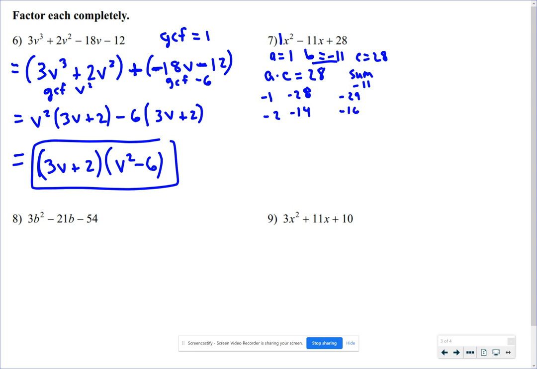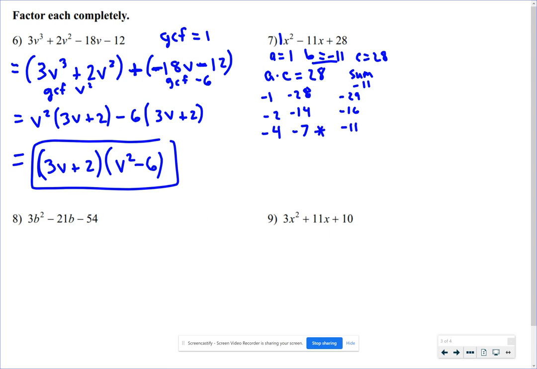Nope, that's negative 16. Is 28 divisible by 3? Nope. Is it divisible by 4? Yes. 28 is 4 times 7. Negative 4 times negative 7 is positive 28. Negative 4 plus negative 7 is negative 11. I have found my factor pair.